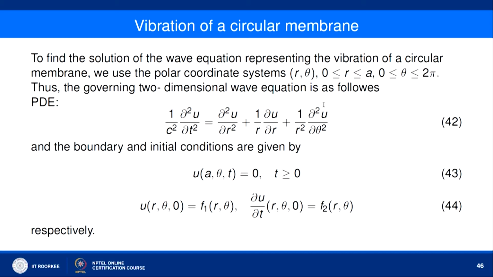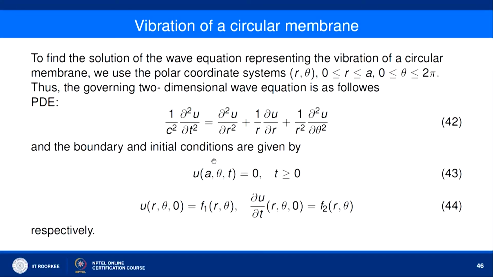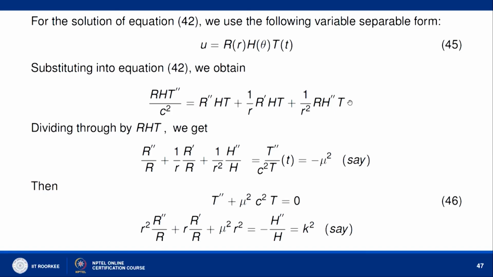Now, again we will use the separation of variables method. The idea comes because the equation is separable, and the boundary conditions are also separable. So, using this information, we apply the variable separable method to solve this problem. For the solution of equation 42, we use the following separable form: u(r, theta, t) can be written as R(r) H(theta) T(t).